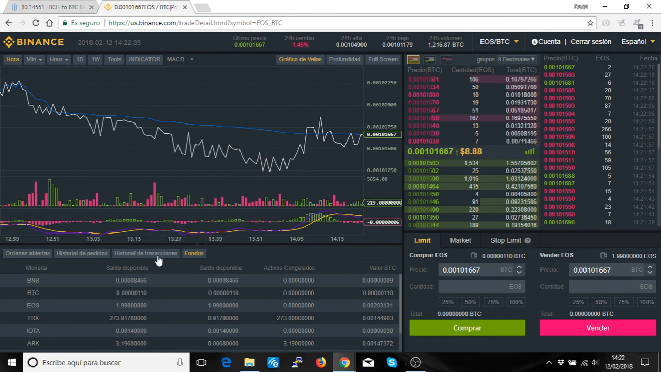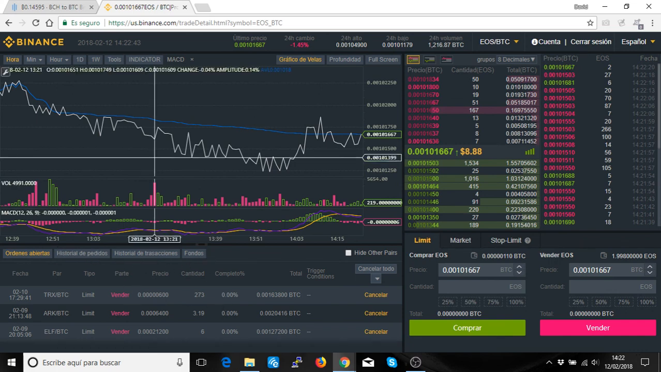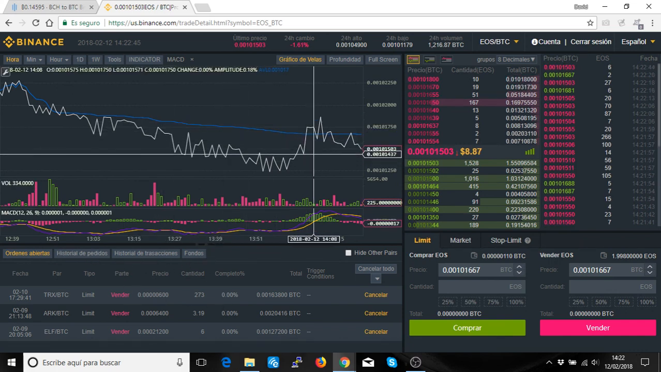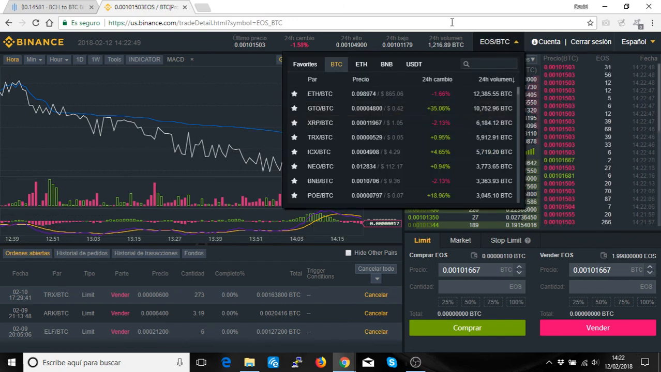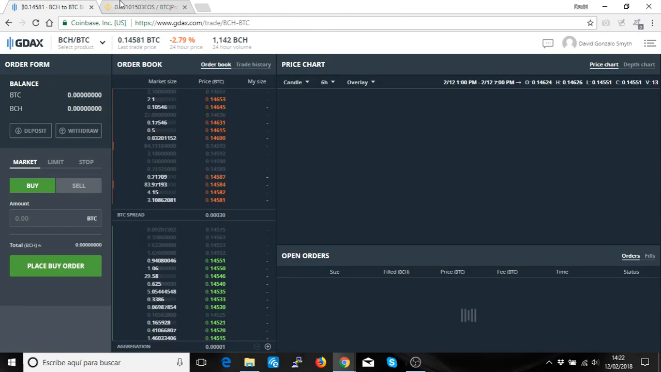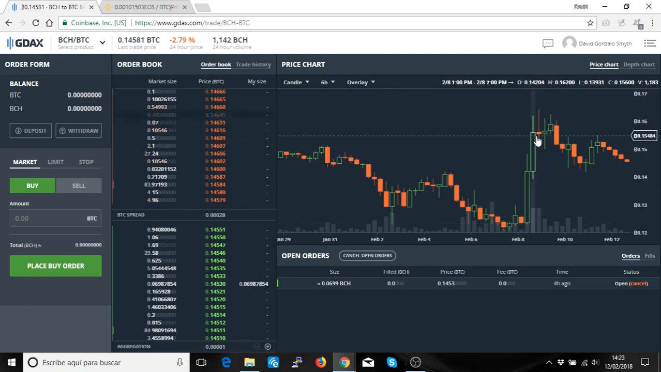You can see the orders that you've done, etc. So it's basically the same. You don't have to feel frightened by that, and you can change the coin here. Okay, so I hope that helps. I just recommend you to play around, put some money in, buy when it's low, sell when it's high, and see if you can get some profit from it. Okay.